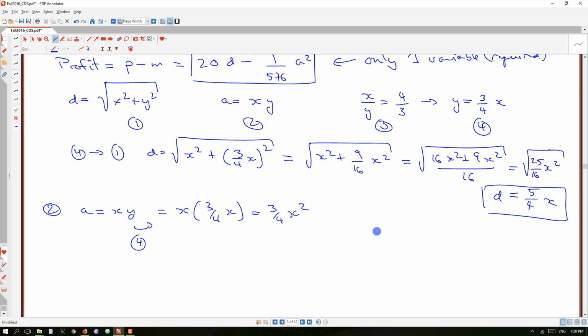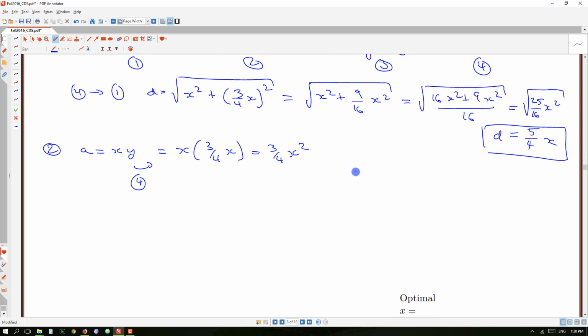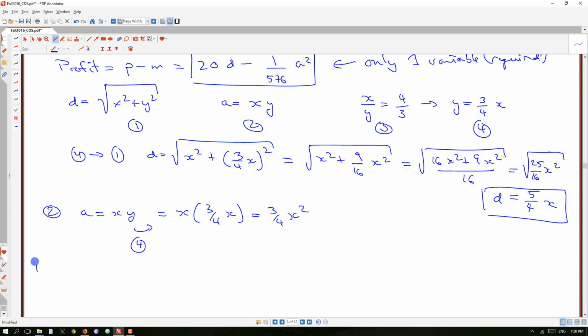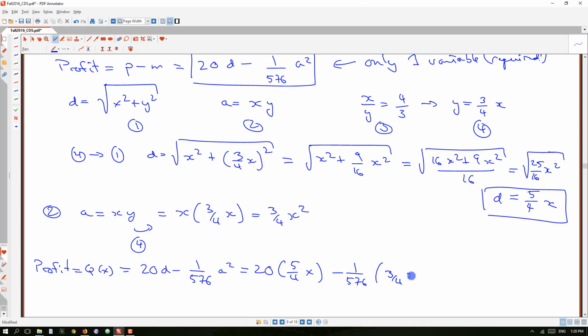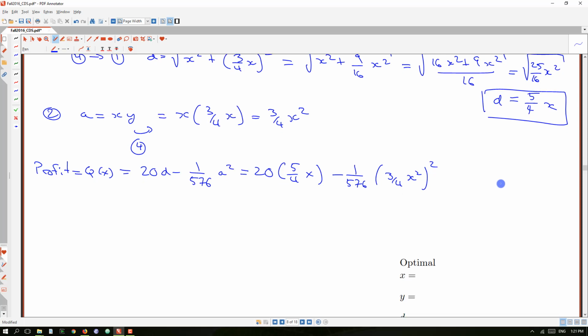Putting all these ingredients together now into the original price, or profit rather. Let's give that a new name. We've already used p, so let's call this q of x as the closest letter. It's 20d minus 1 over 576a squared, but we just found out that d was 5/4 of x, and the 1 over 576 stays, but a is 3/4 x squared, and the cost function for manufacturing involves squaring that again, so we end up with 3/4 x squared all squared.